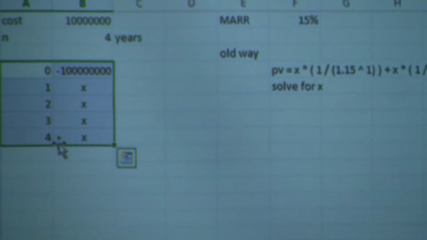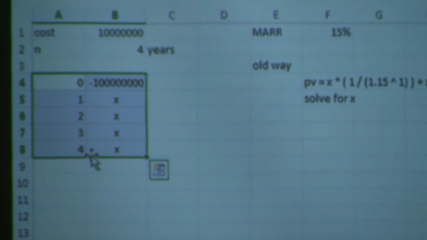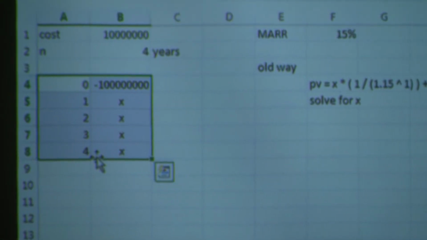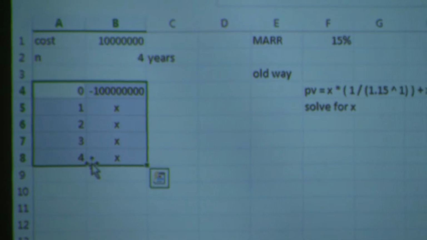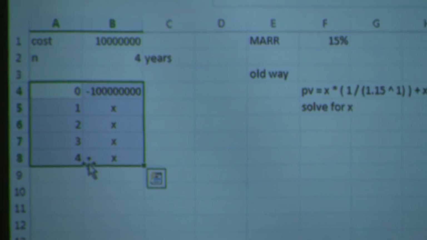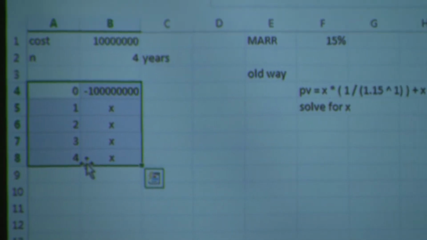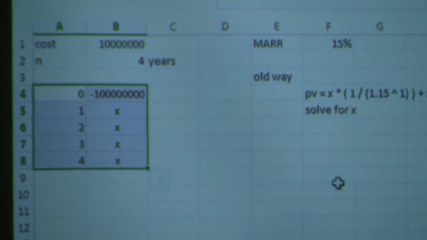Yeah. And this here is a basic cash flow. At year 0, that's my expense, and then I have revenues of X for years 1, 2, 3, and 4. So what I'm looking for is the payment value that pays back 10 million over 4 years at 15%.